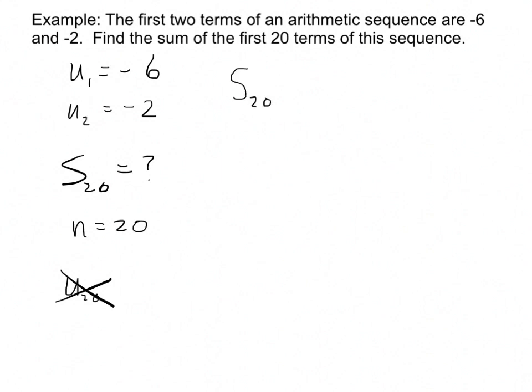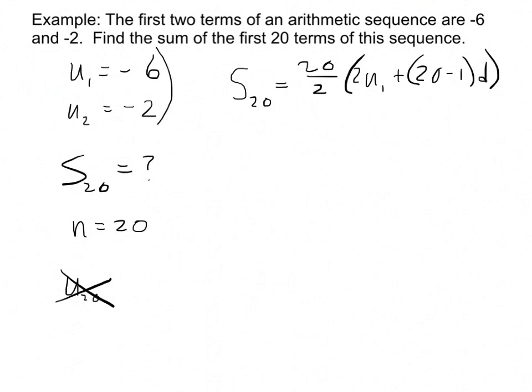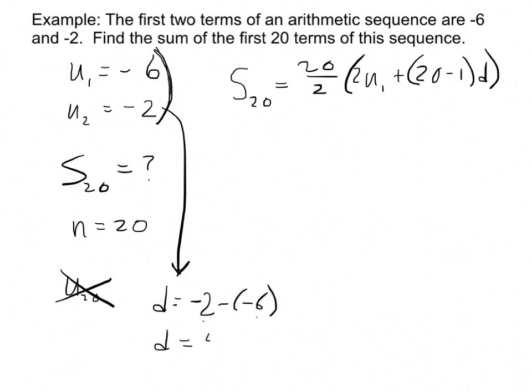S20 equals 20 over 2 times 2 times the first term plus 20 minus 1 times the common difference. But I'm sort of leaving some things out on purpose here. How do we figure out what the common difference is? This should be an easy thing, but if you're not immediately seeing it, pause and think for a minute. How are you going to find the common difference here? Hopefully you recognize that if you know the first and second terms are -6 and -2, the common difference has to be -2 minus -6, the second term minus the first term, which means the common difference has to be 4.